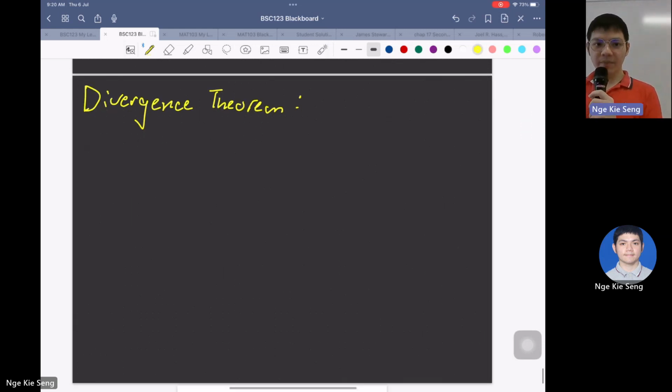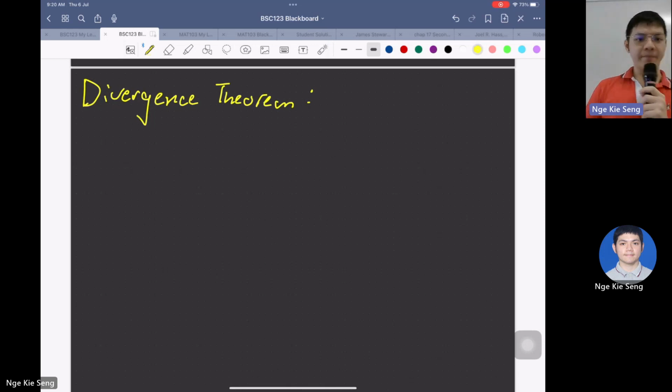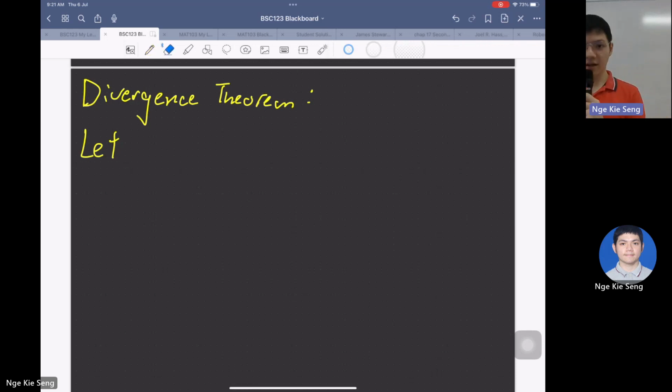Okay, so let me start with the divergence theorem. In the first theorem we start with a closed loop. In the divergence theorem we start with a closed surface. Everything is upgraded to a surface. So let's say X is a closed surface.